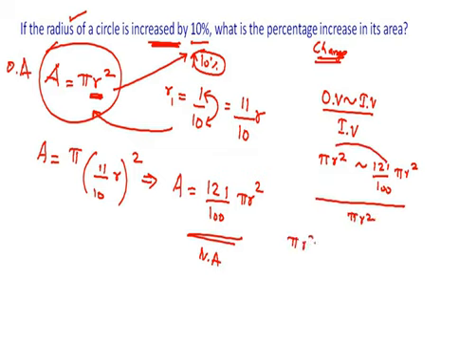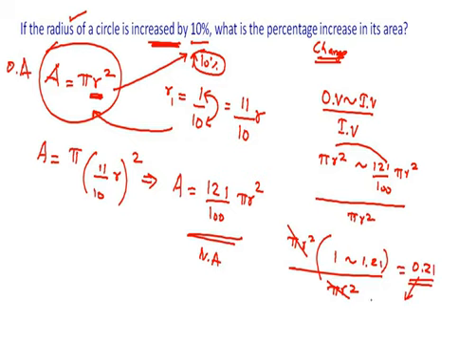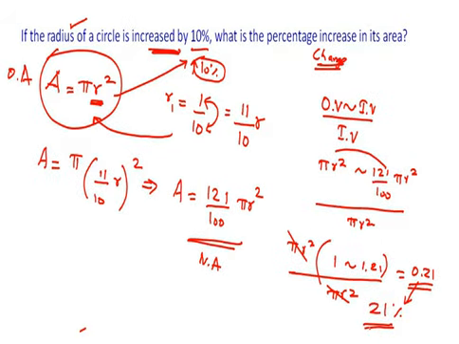So pi r square bracket 1 difference, what is 121 upon 100? We can simplify that as 1.21, the whole divided by pi r square. So we can cut off this, we can cut off this. We are going to get 0.21. And what is 0.21 in terms of percentage? Very simple, 21%. Now we can clearly see that the area of the circle is increased by 21% when the radius of the circle is increased by 10%.